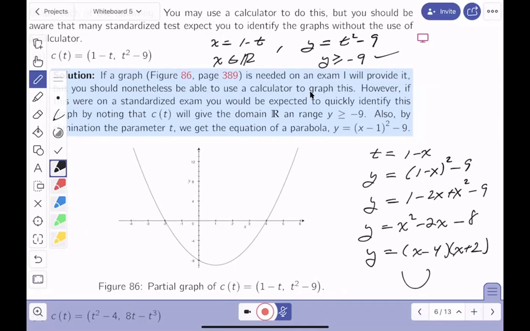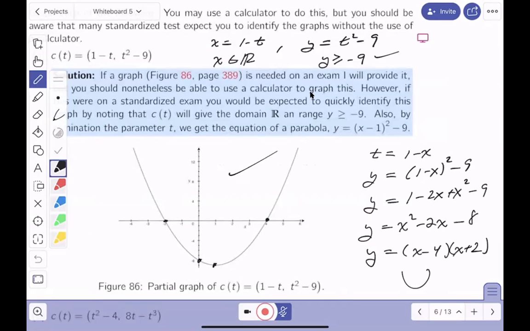I know it opens upward, so it has an intercept at 4 and at minus 2. It would have a y-intercept at minus 8. And the vertex would be dead center on that one. So between that, dead center would be here. You could also use the minus b over twice a that you learned in Math 100. So it looks like a good graph. All right, let's go to the next page.